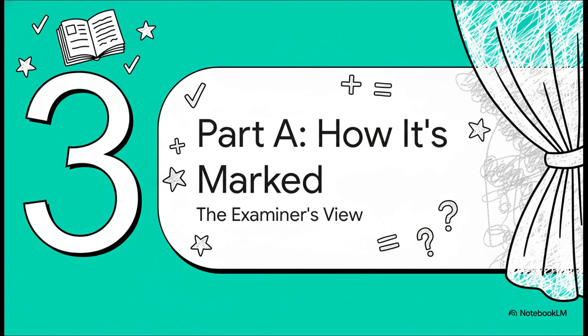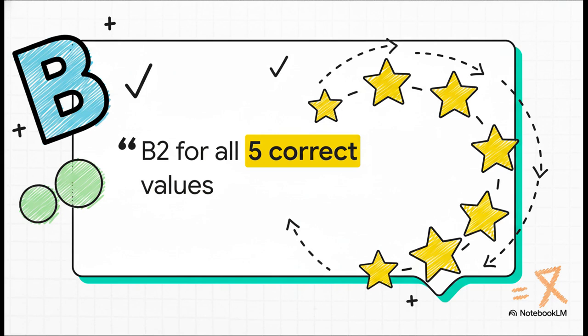So we've got the correct numbers, but how do they actually turn into marks? Right? Let's pull back the curtain and look at the official mark scheme. This is how you get inside the examiner's head. And the mark scheme is super clear. It says B2 for all 5 correct values. That B just stands for an accuracy mark. It's simple, really. Get all 5 of those numbers right, you get 2 marks.